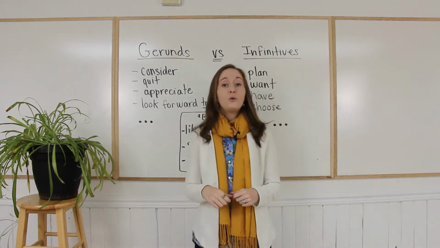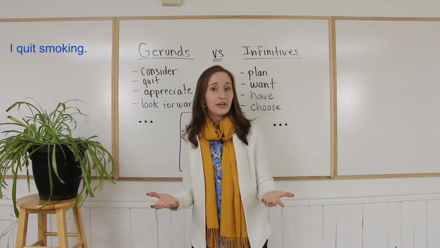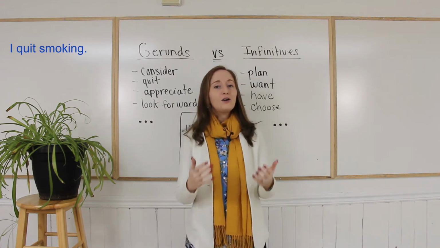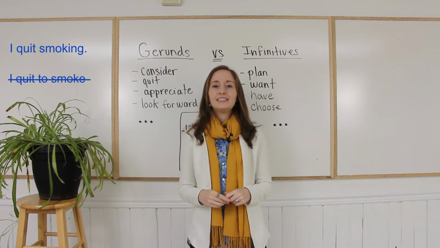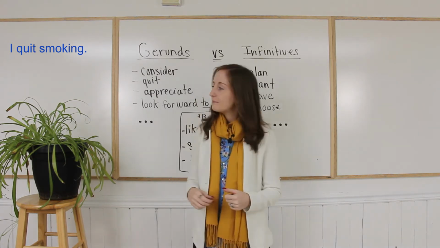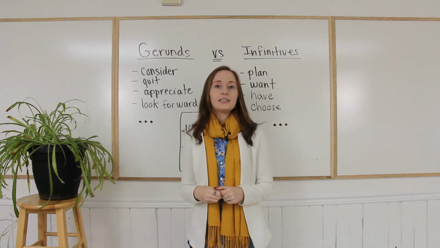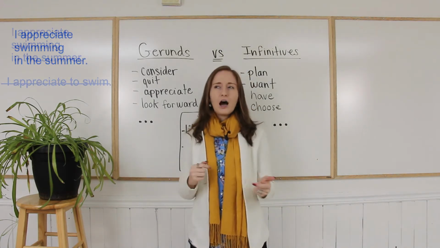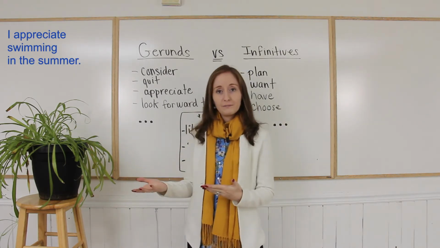The second verb, quit, I can say, for example, it's not true, but I can say I quit smoking. Smoking is the gerund, the verb is quit. I quit smoking. I quit to smoke, this does not exist in English. I quit smoking is the correct formula. The verb appreciate, same thing, I use a gerund with it. So I can say, example, I appreciate swimming in the summer. I appreciate to swim. I appreciate swimming.